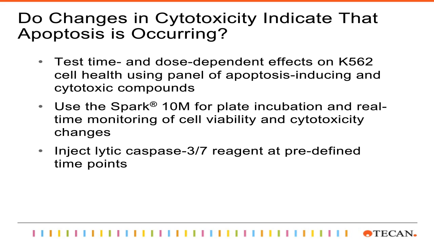K562 cells, if not familiar, are a model for human CML, chronic myelogenous leukemia, and they contain a hallmark BCR-ABL kinase translocation. So the compounds that we chose in our evaluation, the majority of them targeted the BCR-ABL, and then we had some control compounds in our panel that were either just pan-kinase inhibitors or were just generally cytotoxic compounds.